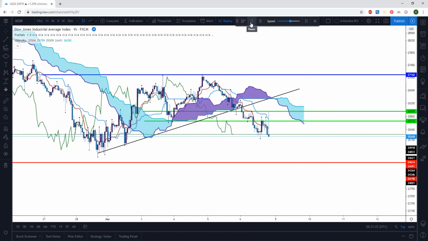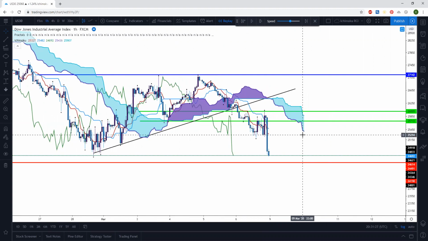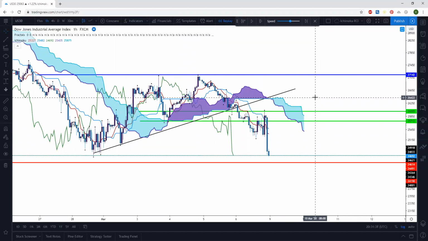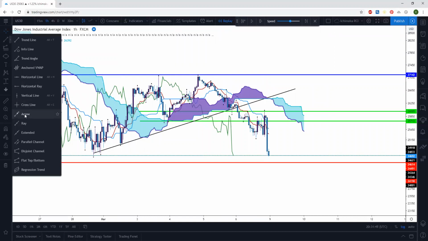You see how that cloud's getting thicker? Wow, US 30 is wild. Y'all see that? It went right back to where we entered, then dropped. See, that's why I said, yo, if y'all gonna trade US 30, y'all have to have a strong mind. You gotta have a real strong mind. But anyway, what I'm gonna do here, I'm gonna go ahead and do this.